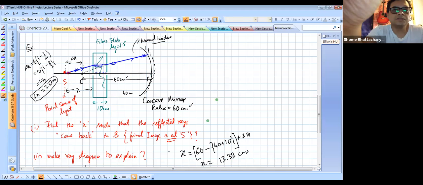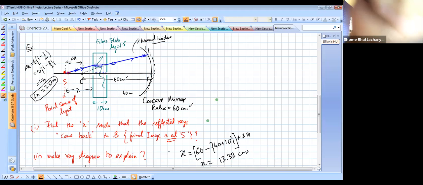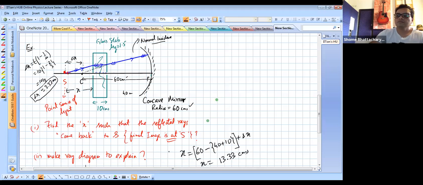So that principle of reversibility of light and retracing the path, yes, Ayush, good, that's correct, is an extremely important type of concept while you're solving these type of questions.